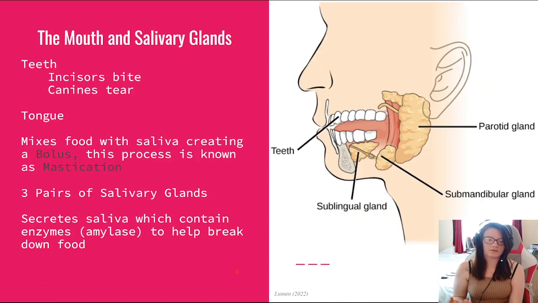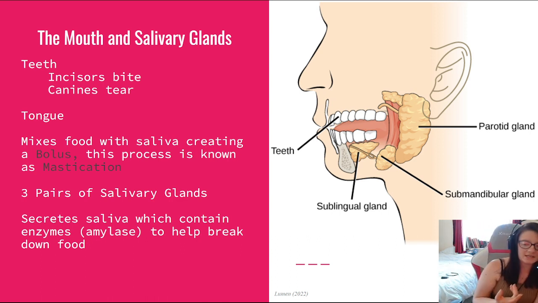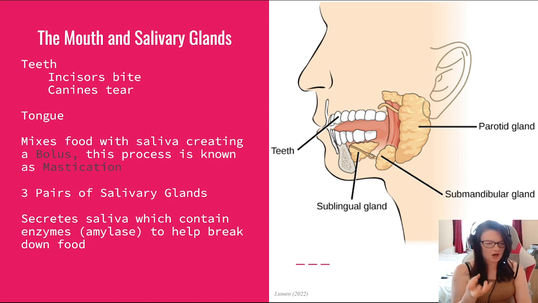So starting at the mouth, this is where we will use our teeth, our incisors, our canines to mechanically rip that food apart, turn it into much smaller pieces ready to be swallowed. Whilst it's doing that, the tongue is mixing that food with saliva. Saliva contains enzymes such as amylase, which just help to break down those carby foods, really thick chunks, and soften it up, turning that food into a bolus, which is much easier to swallow. This process is known as mastication.